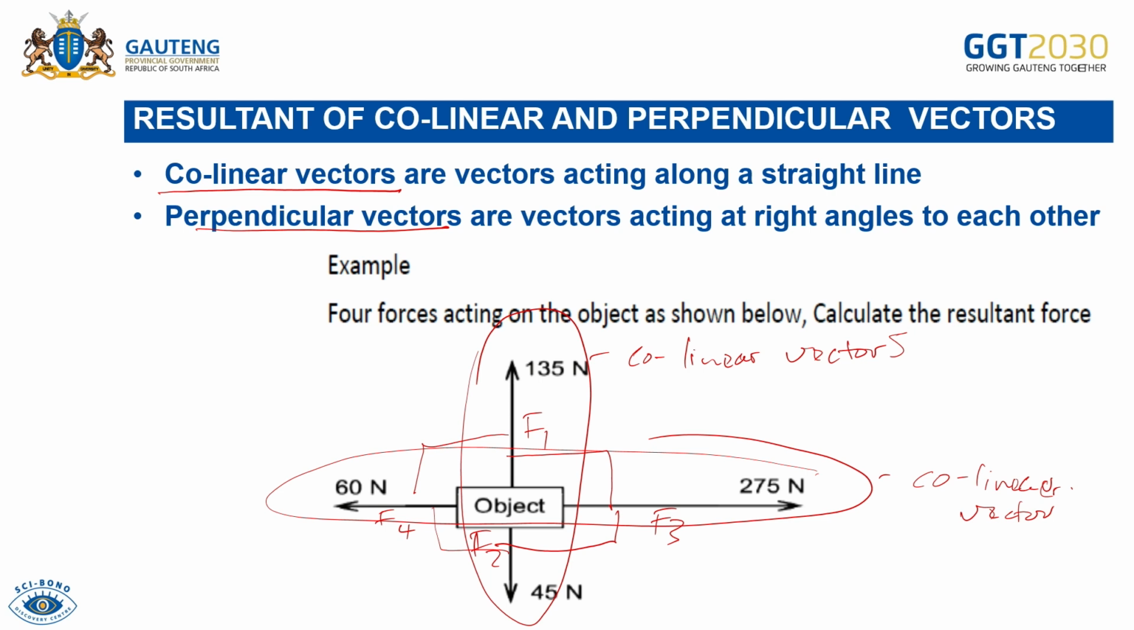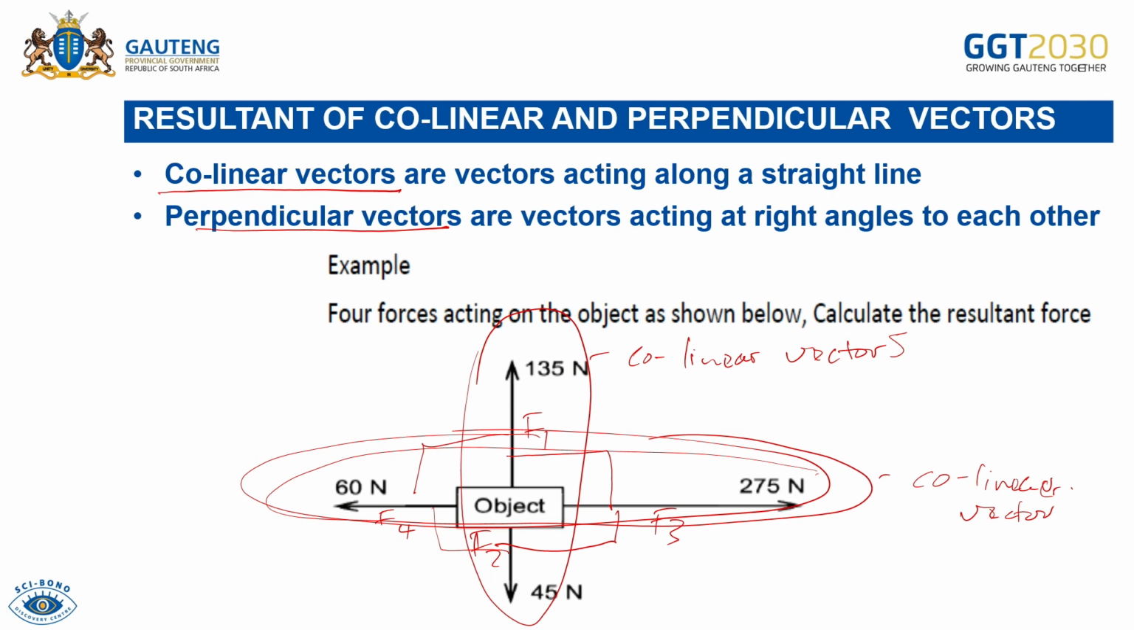perpendicular vectors. Our focus, remember, is vectors in 2D, right? So 2D means that those vectors are perpendicular to each other. Collinear vectors act along a straight line, so those are vectors in one dimension. For example, your 60 and your 270, these are vectors in one dimension. They're acting along a straight line. They are collinear vectors, right? Vectors in 2D are perpendicular to each other, so we call them vectors in two dimensions. Okay, so vectors in two dimensions, for grade 11, those are perpendicular vectors.